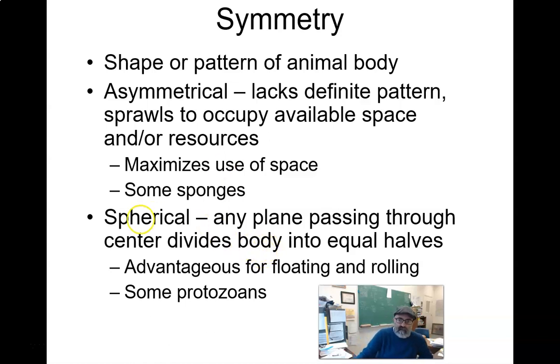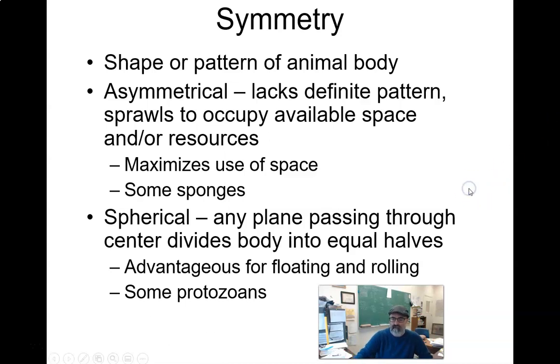Okay? Spherical symmetry is basically a sphere, and if you pass a line through the middle of the organism in any plane, you're going to get two halves. So it's basically a ball. Slice a ball in half, you get two balls that are identical. Okay? Not really any animals in this. This is beneficial if you're tumbling or rolling around in an environment.